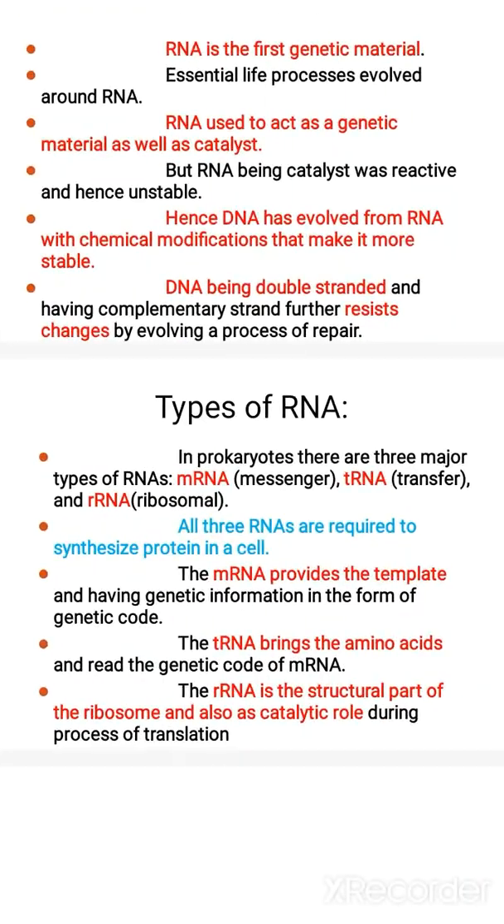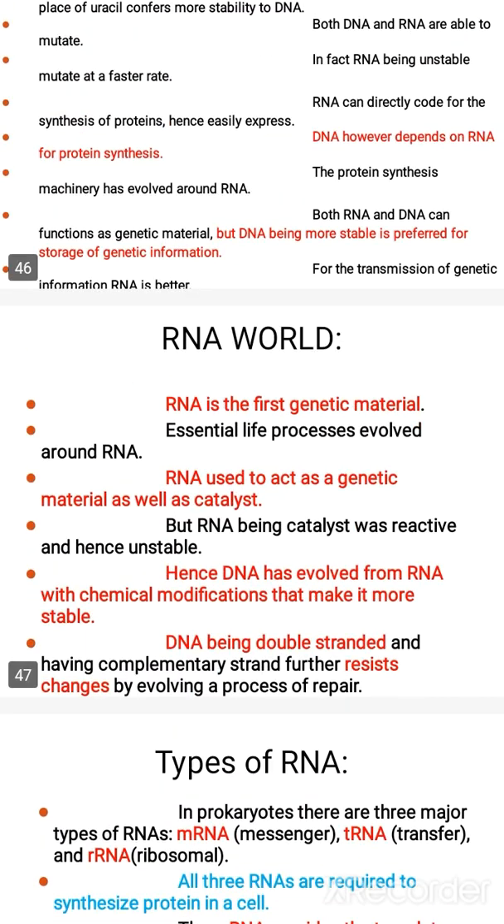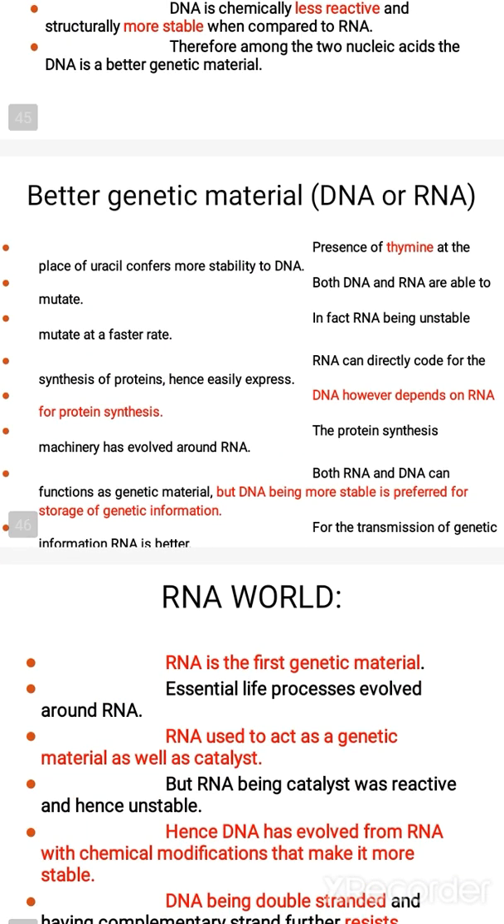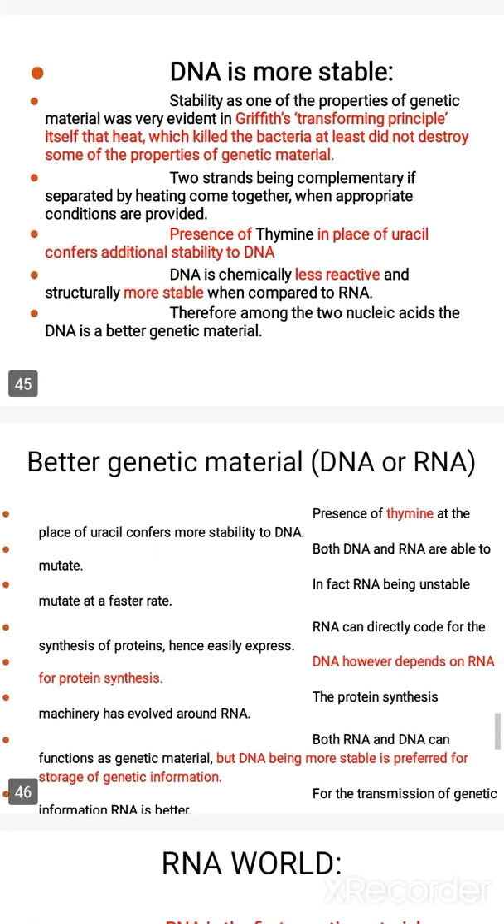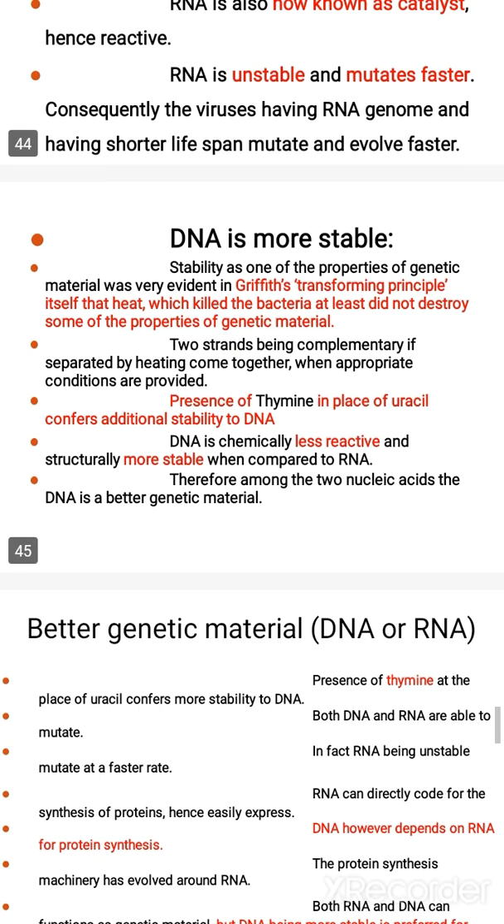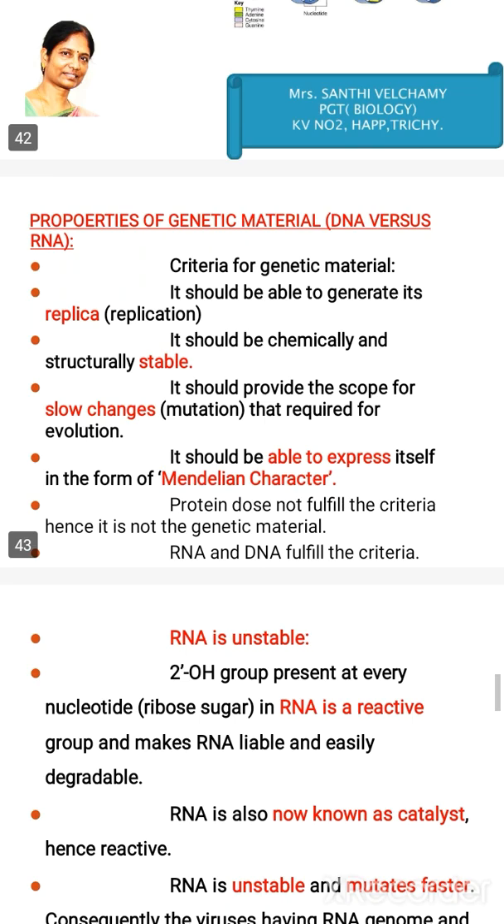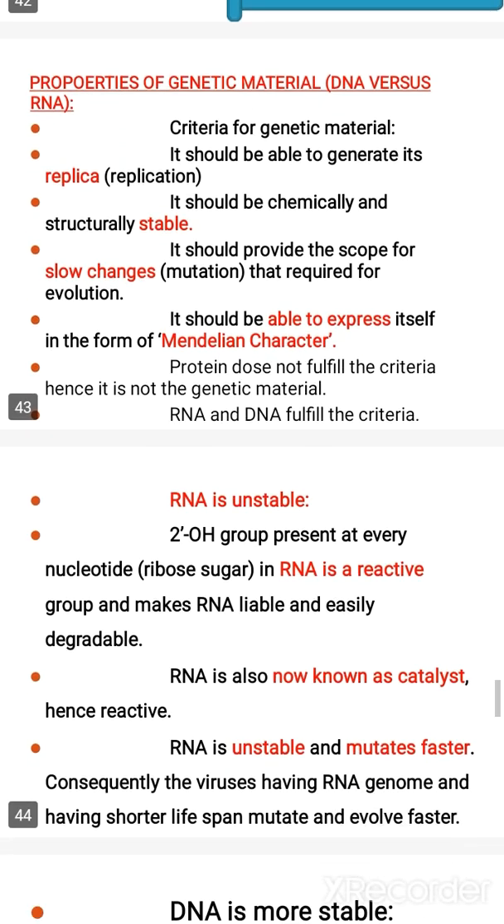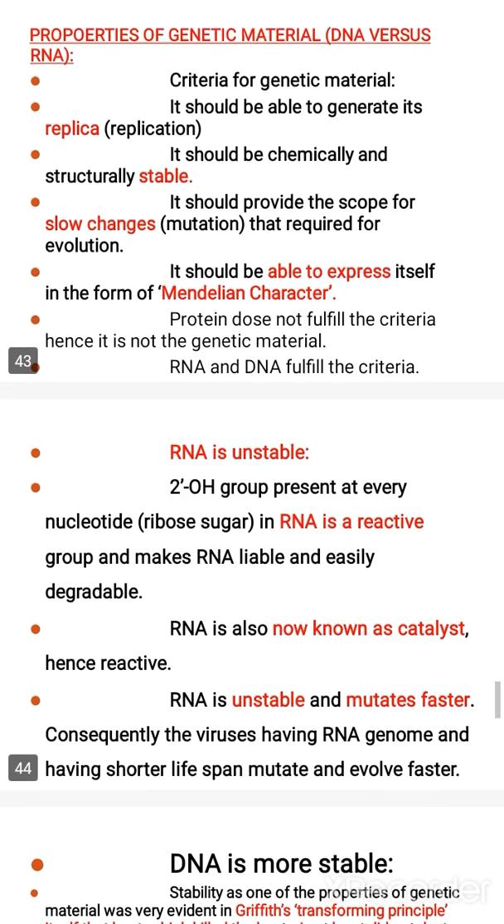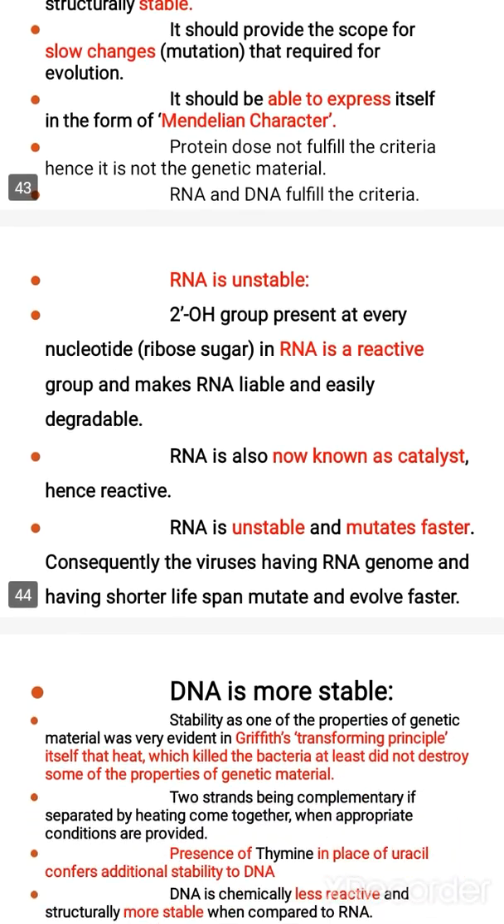Children, in the exam they can ask the types of RNA for 3 marks, why DNA is considered the better genetic material, and the difference between DNA and RNA. They can also ask the properties of genetic material, the criteria for genetic material. So this portion is important for 2 marks and 3 marks, children.